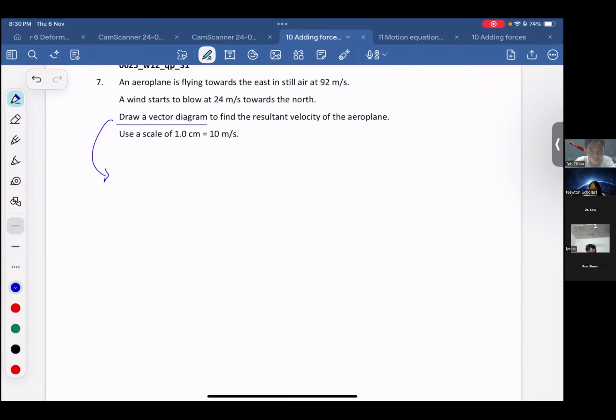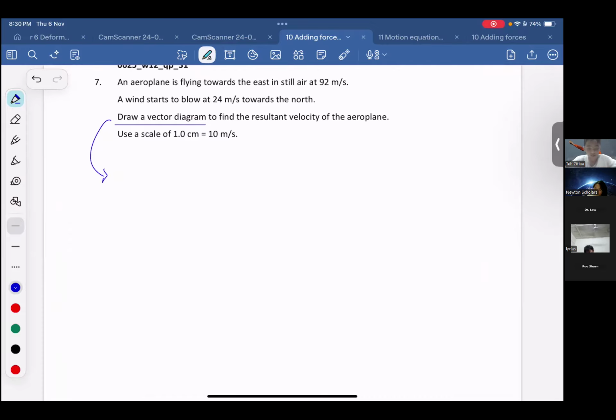Let me check. The airplane is flying towards the east. Okay, where is your east? This is north. Here is east. So that means it will be going here at 92 meters per second. A wind starts to blow towards the north. North is going up.